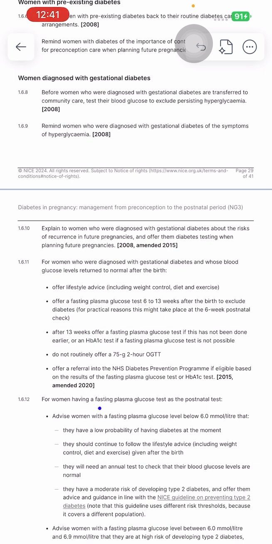And then for women having a fasting blood glucose level as the postnatal test, advise those with a fasting level below 6 millimole that they have a low probability of having diabetes at the moment. If the fasting level is less than 6 millimole, then you tell her that she should not worry. They should continue to follow lifestyle modification, and they will need annual tests to check their blood glucose levels are normal.